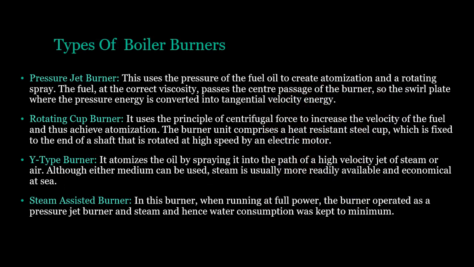Types of boiler burners. Pressure jet burner: this uses the pressure of the fuel oil to create atomization in a rotating spray. The fuel, at the correct viscosity, passes the center passage of the burner, to the swirl plate where the pressure energy is converted into tangential velocity energy. Rotating cup burner: it uses the principle of centrifugal force to increase the velocity of the fuel and thus achieve atomization. The burner unit comprises a heat-resistant steel cup, which is fixed to the end of a shaft that is rotated at high speed by an electric motor.